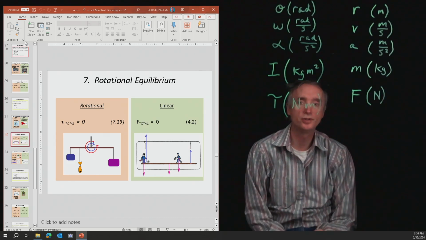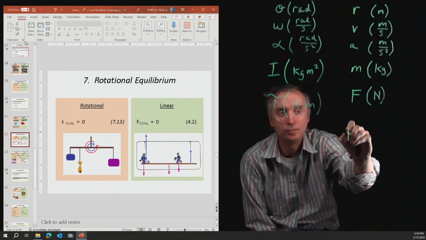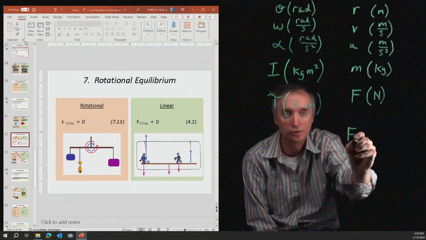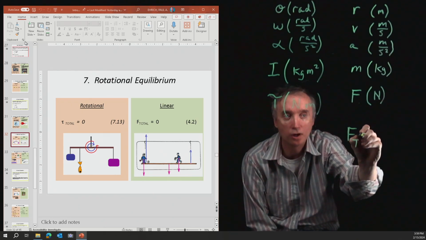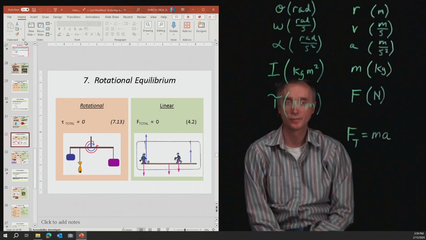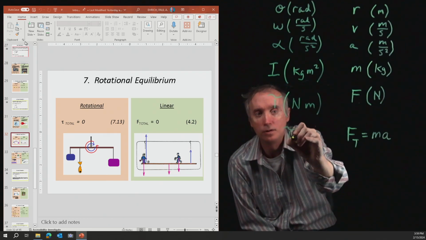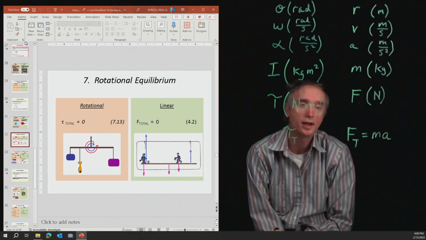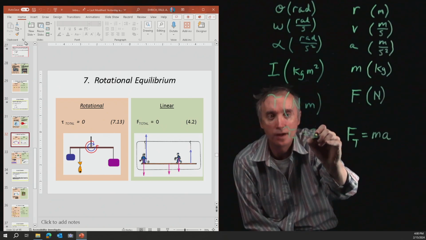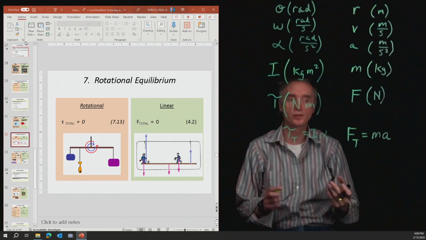Okay, so we should now know that according to Newton's second law, the sum of all the forces acting on a system, or the total force, will cause the mass of that system to accelerate. And then you should also know that the sum of all the torques acting on a system will cause the moment of inertia of that system to accelerate. So that's what we know so far.